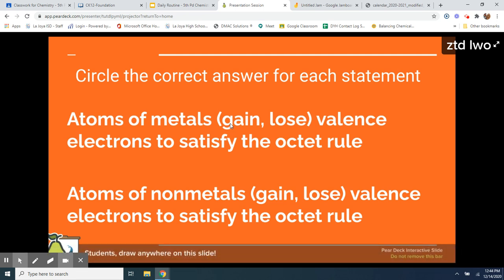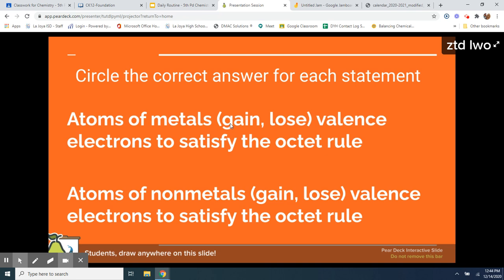Remember, what happened to lithium, a metal? What happened to lithium? Lithium's a metal. Did he gain electrons or did he lose electrons? What did we say happened to lithium? Lose. It lost electrons. So that's going to be true for all metals. Lithium's a metal. It lost. The same thing happens to all the other metals. They have a tendency to lose.